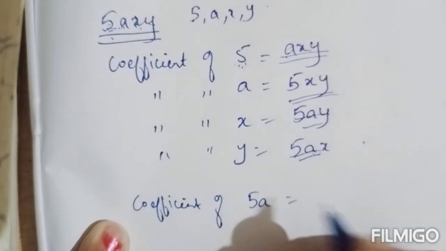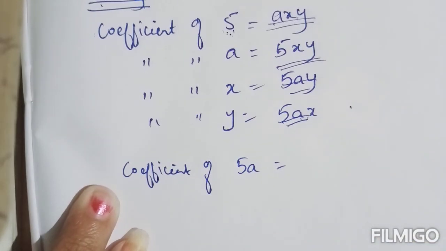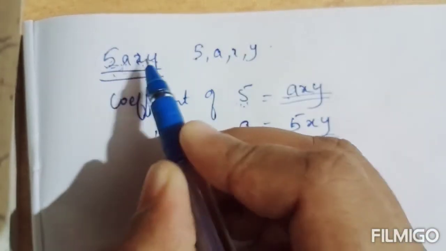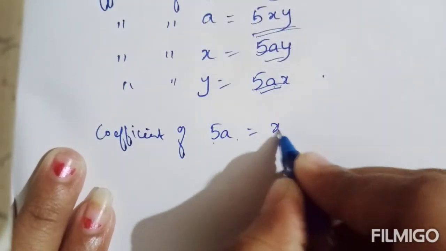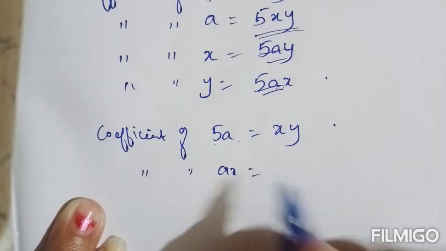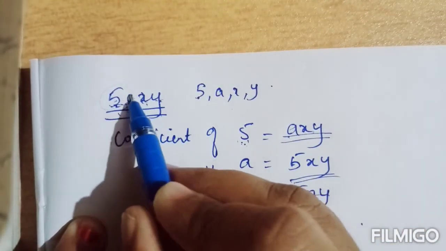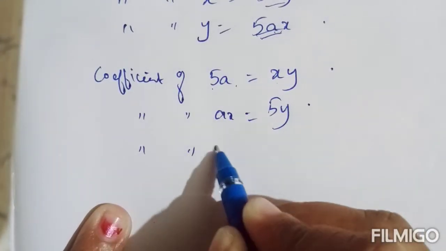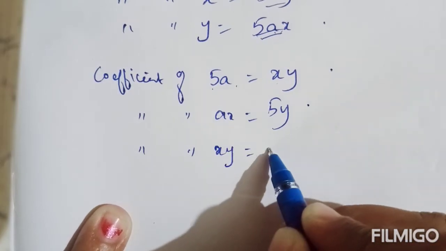Now we can take like this also, coefficient of 5a. In any combination we can take the factors. Coefficient of 5a will be the remaining factors, that is x, y. Coefficient of ax will be the remaining factors. What are the remaining factors in 5axy except a and x? 5 and y. So 5y, 5 into y. Coefficient of xy will be 5a.